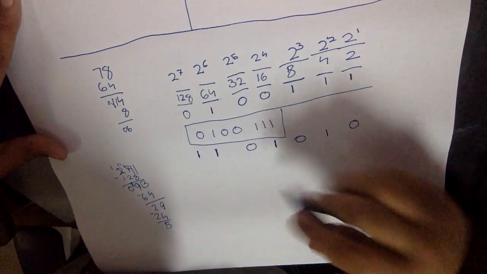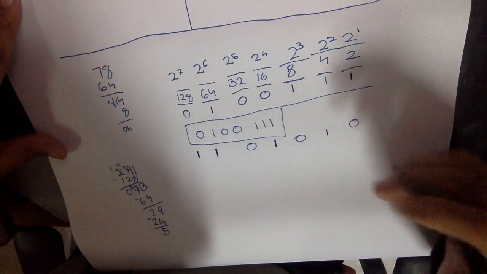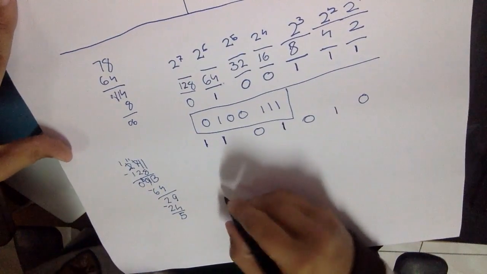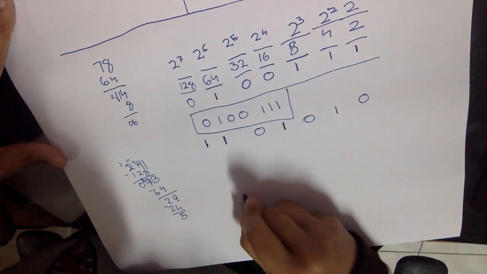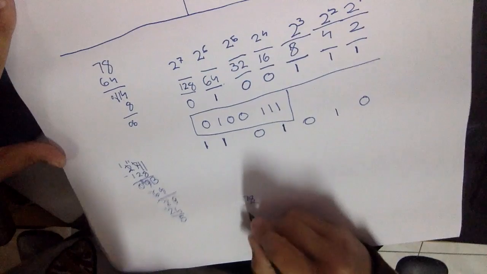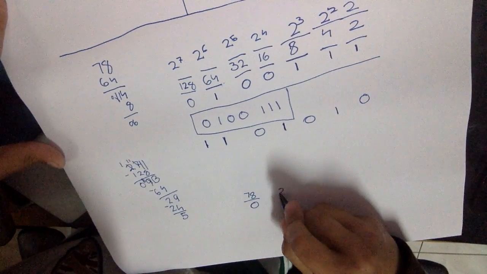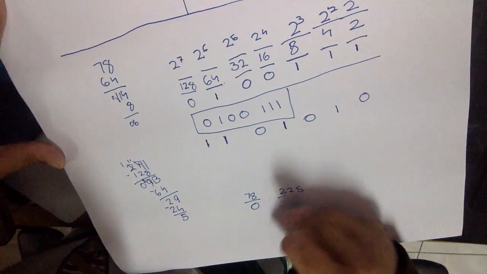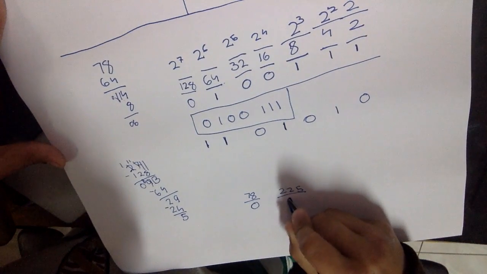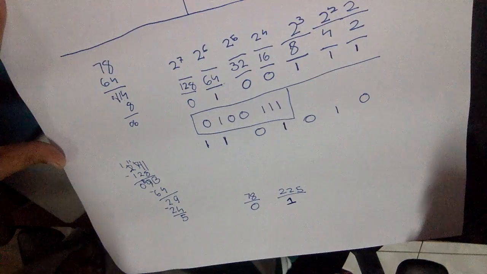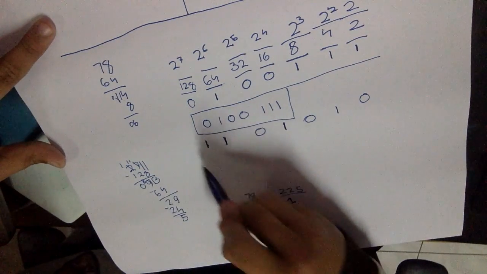Now, guys, I want to show you this. If it's an even number, which is 78, it has to end with 0. If it's an odd number, like 225, it'll end with 1. You got it, guys? Great.